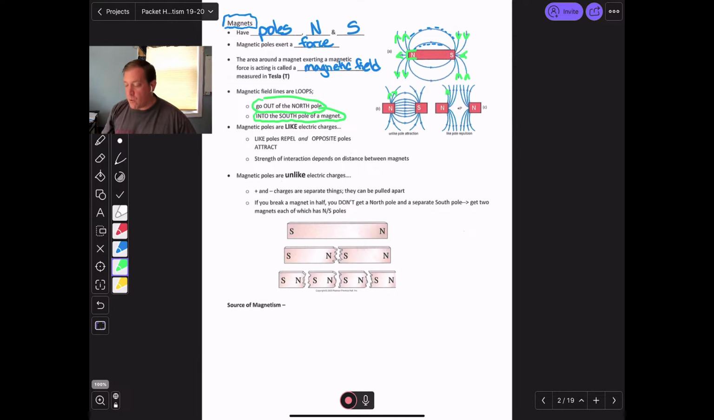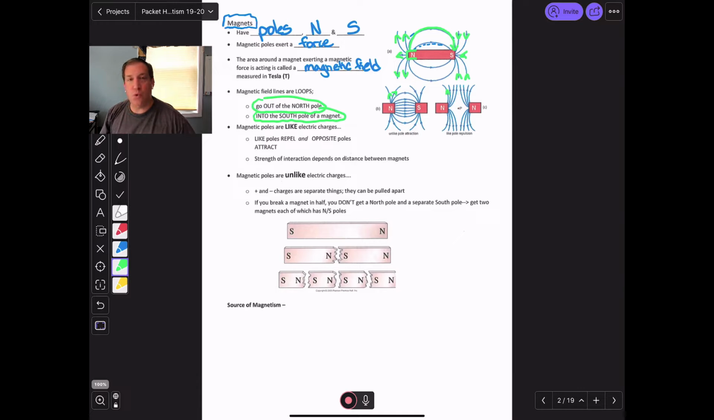Now, what if the north and south are on the same piece of metal, like this bar magnet? Well, the field lines create loops. They don't always have to. In fact, some go outward and don't loop around. But if there's two poles in close vicinity, they will form these magnetic loops. Magnetic field lines cannot cross. They do the same thing that electric fields do.